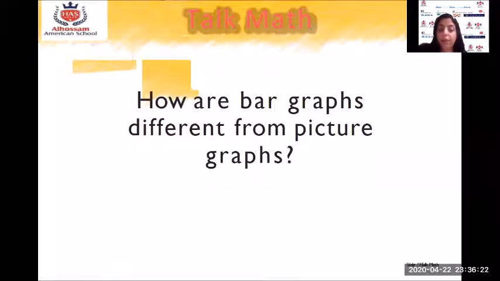How are bar graphs different from picture graphs? Arwa Muhammad Shaheen, this question is for you. How are bar graphs different from picture graphs? Answer this question and send me the answer after the session. How are bar graphs different from picture graphs?